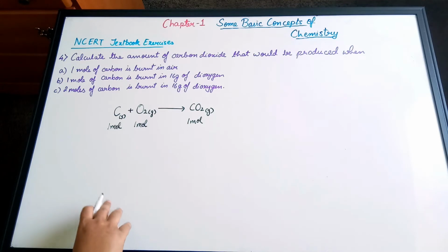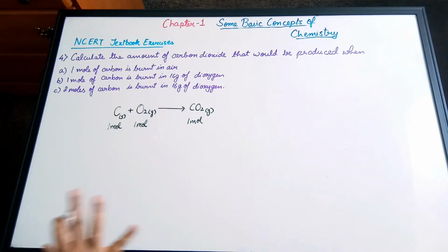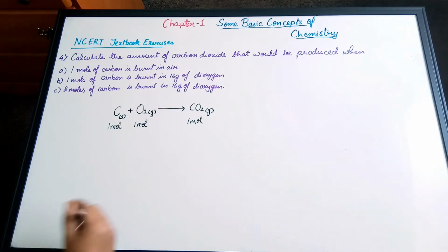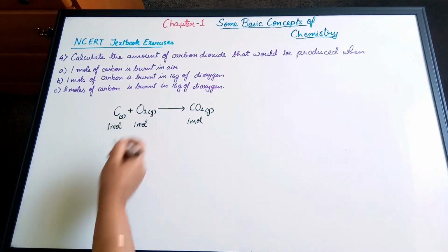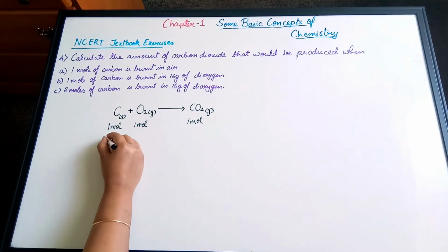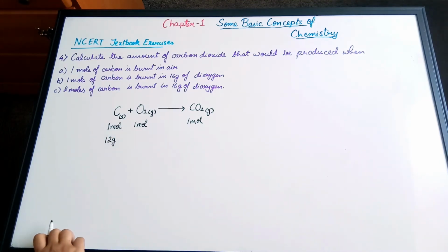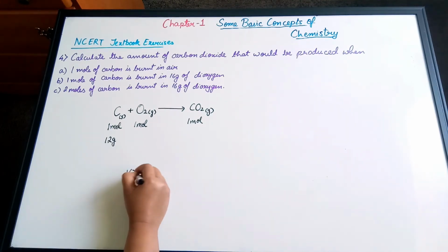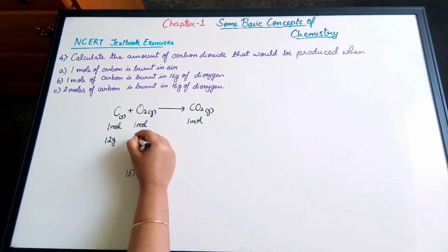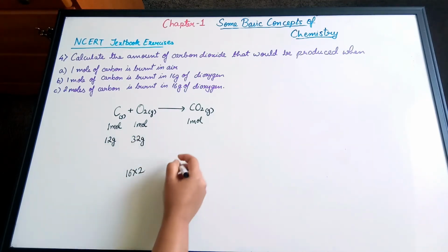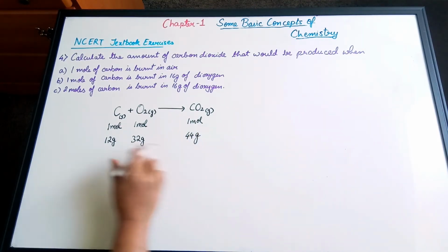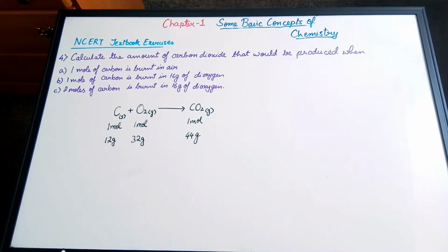Not only that, since we have 16 grams as a part of our question over here, let's also write down the masses. So if there's going to be only 1 mole, which means there's 12 grams of carbon reacts with O2. O2's mass would be 16 into 2, which is 32 grams, to give us 44 grams of carbon dioxide. Now if you see, this also follows the law of conservation of mass.